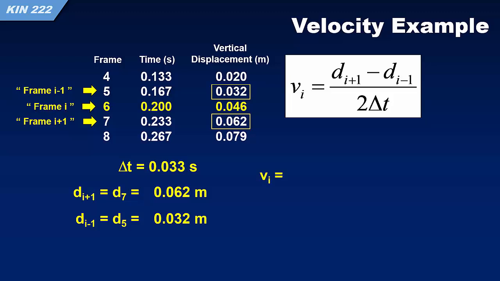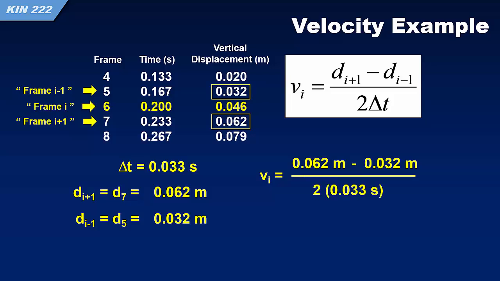So the velocity at frame i, or frame 6, will be the change in displacement, in other words 0.062 minus 0.032 meters, divided by 2 times delta t. If you do the math, you end up with the velocity at frame number 6 being 0.455 meters per second. Normally we would do this for all the frames, so we would get the velocity profile across every single frame.